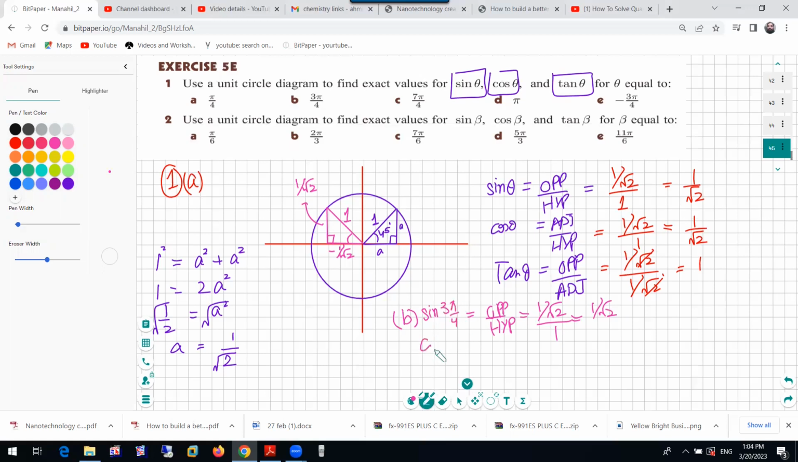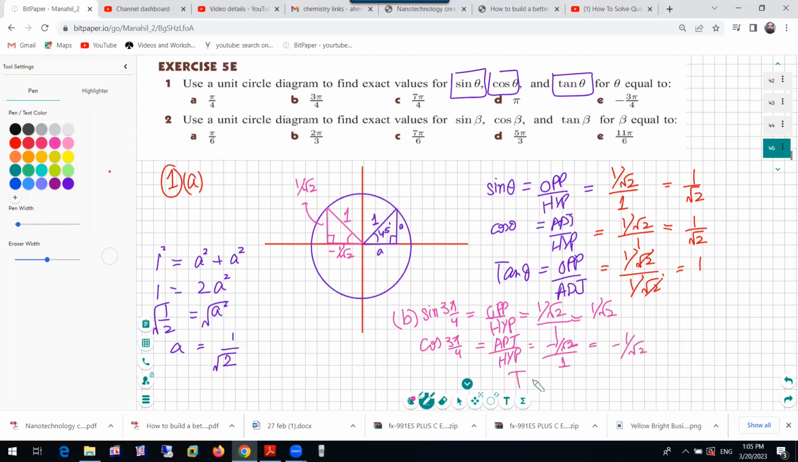Okay, now cos 3 pi by 4. It's in the second quadrant, so it must be negative. And the side is 1 over square root 2. I think you should write first the adjacent side over hypotenuse. The adjacent side is negative 1 over square root 2. Hypotenuse is 1, so we get minus 1 over square root 2, right?